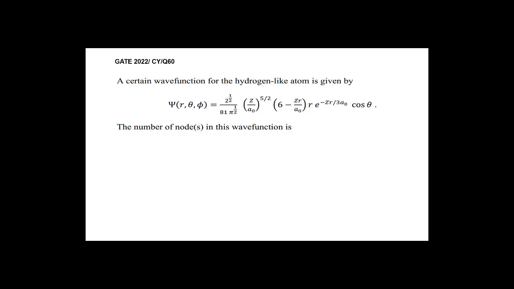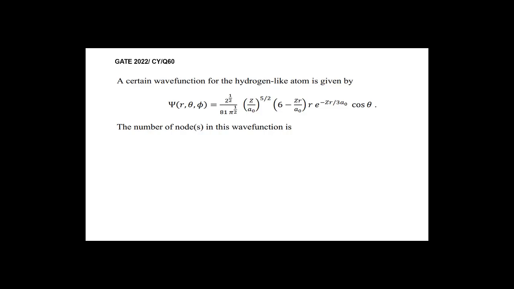All, today let's discuss question number 60, KVPY 2022 Chemistry. Here the question is: a certain wave function for the hydrogen-like atom is given by psi(r, theta, phi) equal to root 2 divided by 81 root pi into (Z divided by a0) whole raised to 5/2 into (6 minus Zr divided by a0 over 6) into r into e raised to minus Zr divided by 3a0 into cos theta. We have to find out the number of nodes in this wave function.